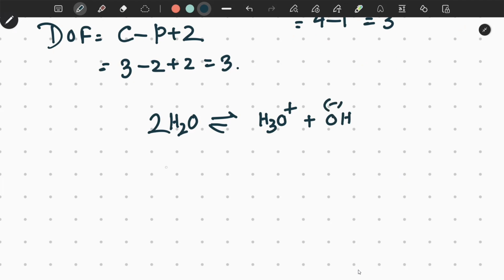So how many phases are there? One. Component is C prime minus R. So what is C prime here? 4? Not 4, 3. Two is the types of chemical species. 3. And the restriction is 1, 2.